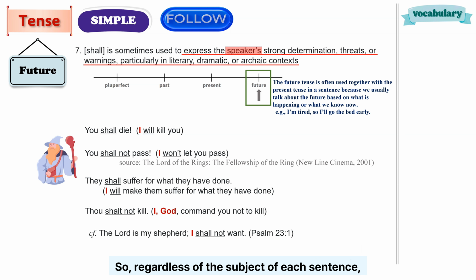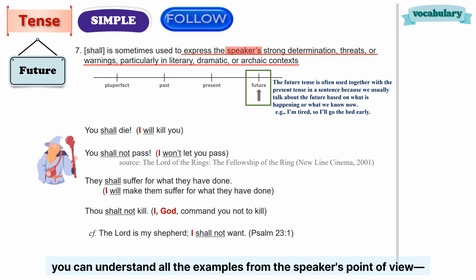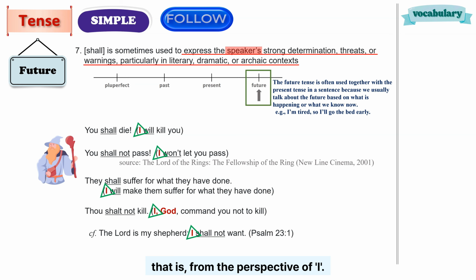So, regardless of the subject of each sentence, you can understand all the examples from the speaker's point of view. That is, from the perspective of I. You shall die. You shall not pass. They shall suffer for what they have done. Thou shalt not kill. The Lord is my shepherd, I shall not want.